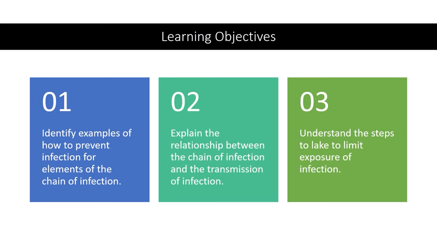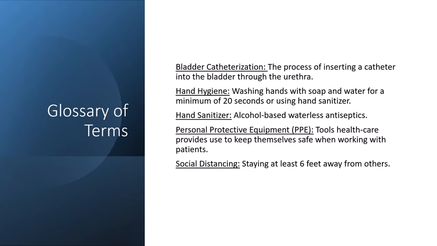So the learning objectives for this talk include, first, to identify examples of how to prevent infection for elements of the chain of infection. Second, to explain the relationship between the chain of infection and the transmission of infection. And third, to understand the steps to take to limit the exposure of infection.